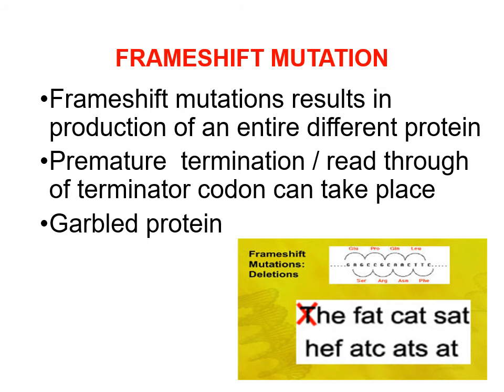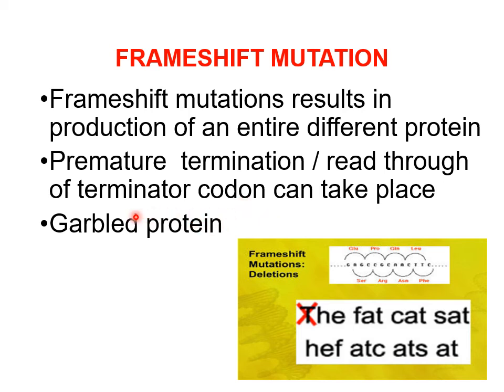So frame shift mutation results in production of a totally different protein, that is, production of an entirely different protein than the original protein. Sometimes it may also result in premature termination of the protein synthesis. That is, generation of a stop codon can take place, which is normally not present at that particular position. Or it can also be that the stop codon has been changed and there is a read through of this stop codon or the terminator codon.